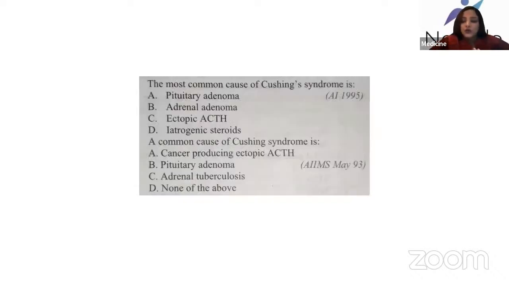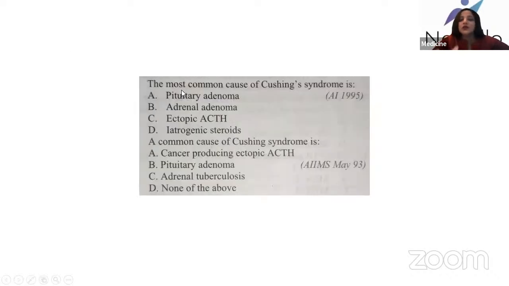So now going to the questions. Please don't mind that I've taken it from very long back, All India 1995, but believe me, these questions will be just molded and asked in the exams. So the first MCQ: the most common cause of Cushing syndrome is. Now you have to be very careful in choosing the answer. See, it is pituitary adenoma, adrenal adenoma, ectopic ACTH, iatrogenic steroids. Now, if in your MCQ there is an option of iatrogenic steroids, then that is the correct answer.